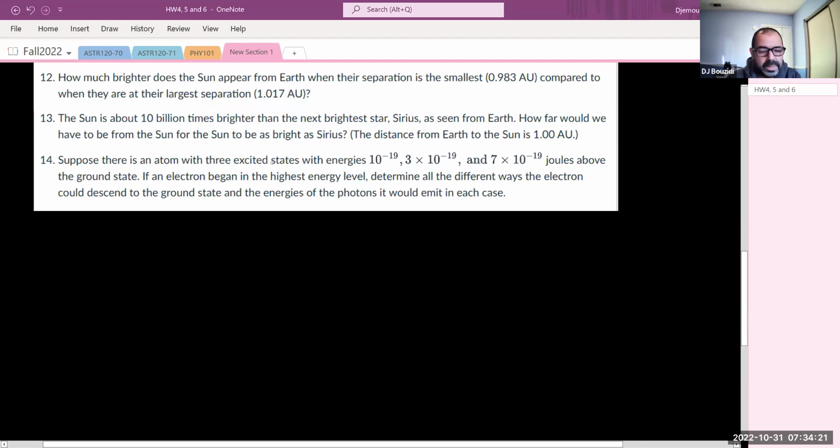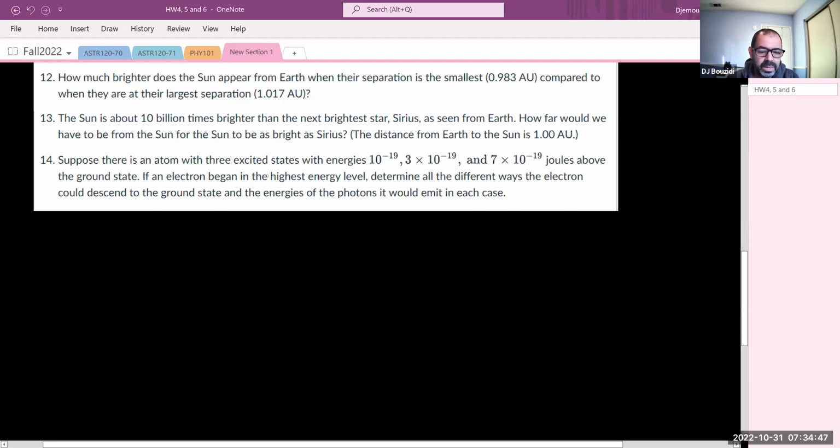Anyway, it says in here, suppose there is an atom with 3 excited states with energies 10 to the negative 19, 3 times 10 to the negative 19, and 7 times 10 to the negative 19. You really don't need these numbers for this particular problem, but there is another problem coming in the book that I did not assign that requires these numbers. But we're not going to read that. All we need is just the fact that we have 3 different energy levels.